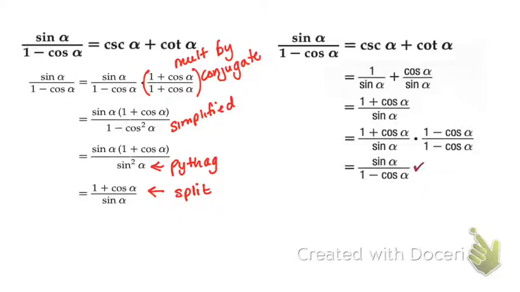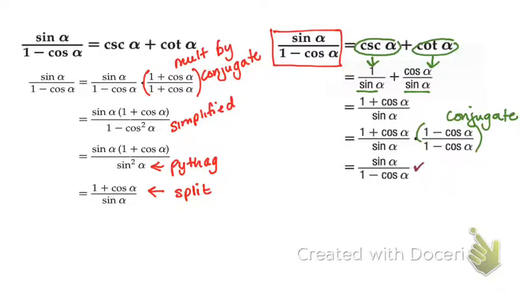But you can see over here, there's an entirely different strategy. This time the strategy is to take the right-hand side, cosecant alpha plus cotangent alpha, and to rewrite these in terms of sine and cosine. This is one of the strategies I mentioned at the beginning. So rewrite everything in terms of sines and cosines. These fractions add together because they have a common denominator. Then we can multiply the numerator by the conjugate. And once we do that, then we see that the left-hand side is the same as the right-hand side, and we're done.